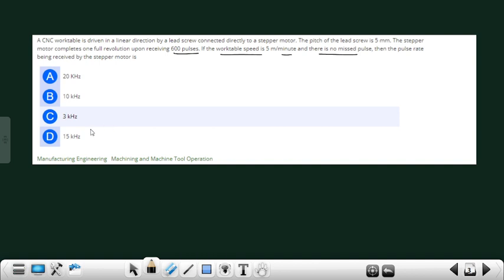So given the number of steps required for one revolution of the stepper motor or lead screw, given 600, and pitch given 5 mm, and table speed given 5 meter per minute. This is the table speed and this is the lead screw.